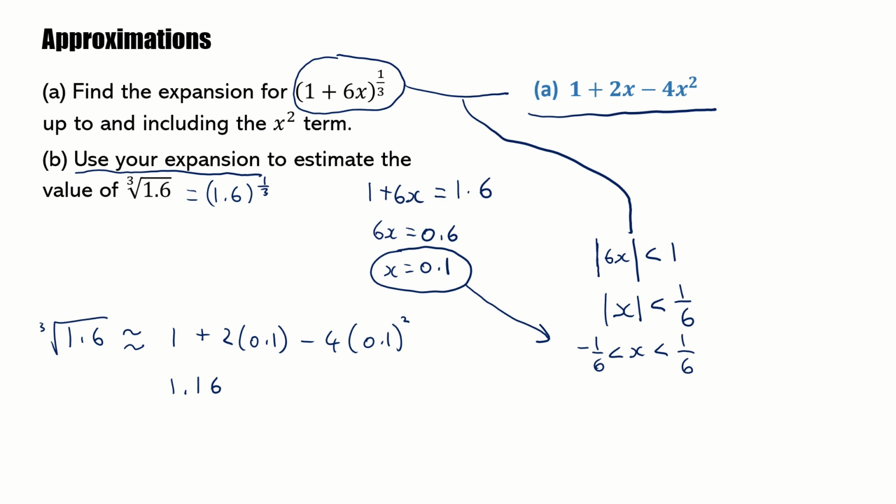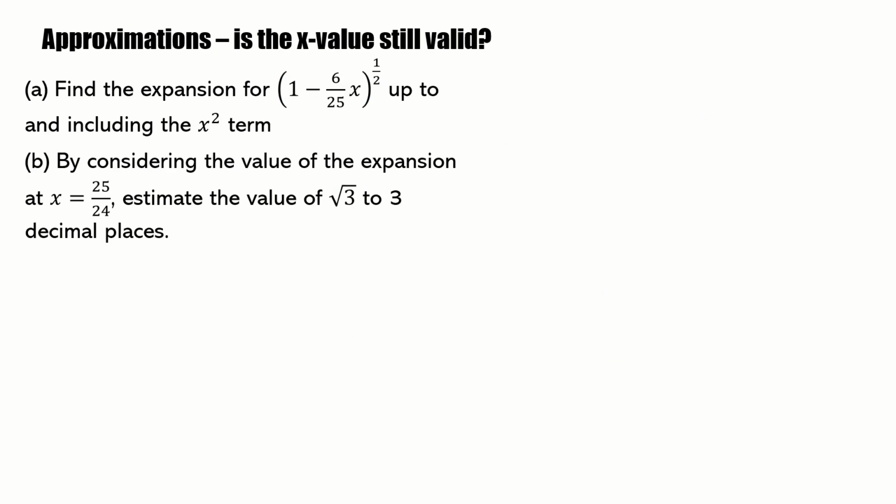Whereas we do have to watch out when we move on to some other questions. So in this other question, we've got a new expansion, 1 minus 6/25 x to the power of a half, now again up to and including the x squared term. Again, to save time, I've already found that for us.